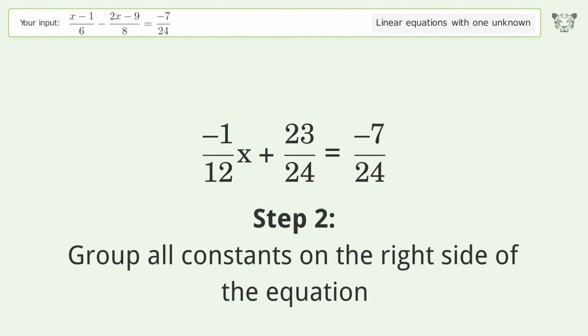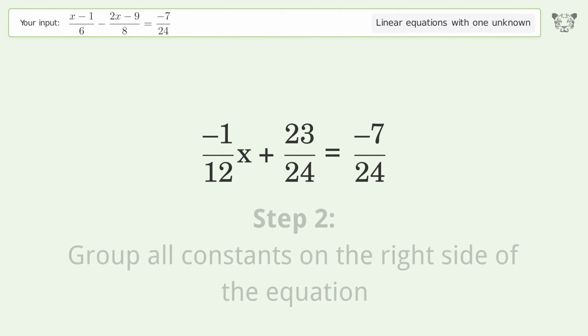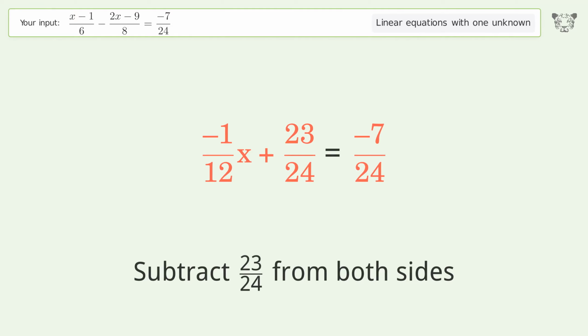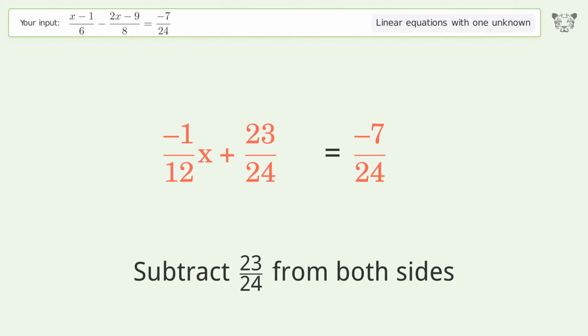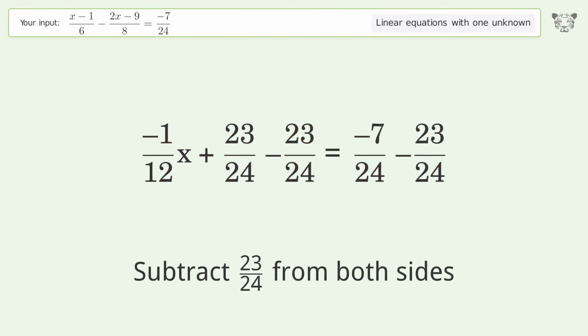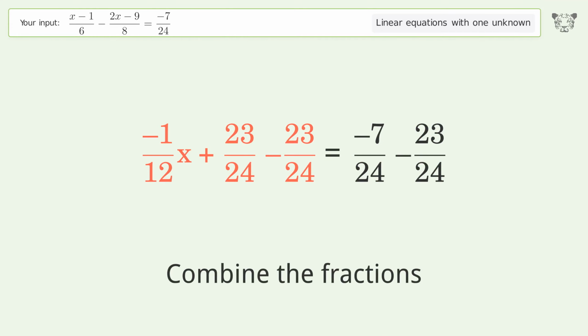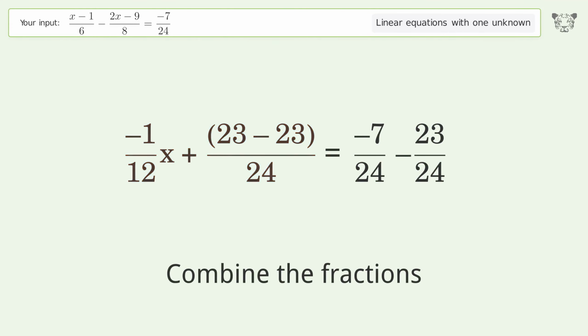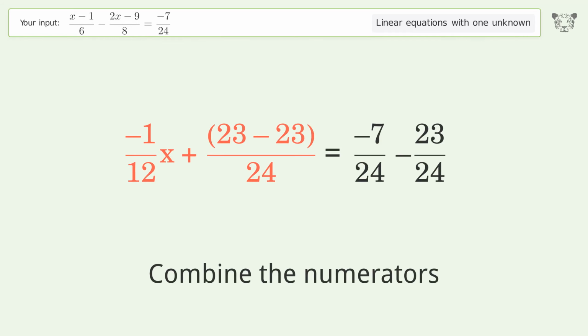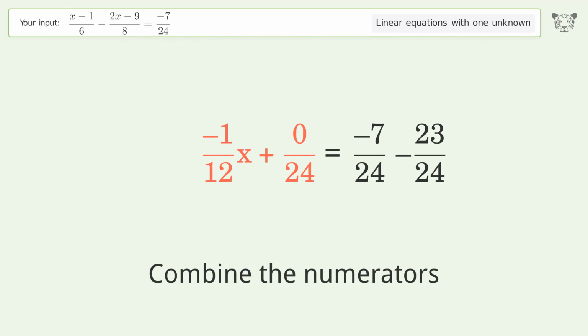Group all constants on the right side of the equation. Subtract 23 over 24 from both sides. Combine the fractions. Combine the numerators. Reduce the zero numerator.